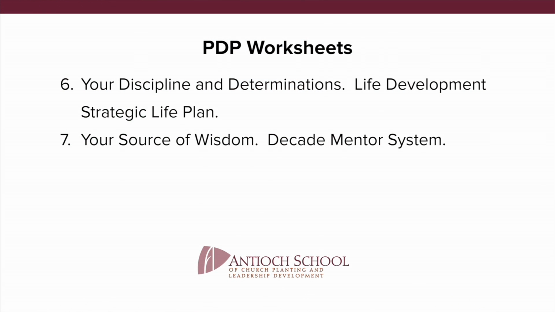And then lastly, the seventh worksheet is called Your Source of Wisdom, the Decade Mentor System. This is an exercise where you look at the God-given learning community that God has put around you, and you identify people of all different ages that right now could be used by God to help you in your development. Who are the teenagers in your life? And what are some of the areas or times and places where you could meet with them to learn from them? Similarly, who are in the 20s and 30s and 40s, even the 80s?